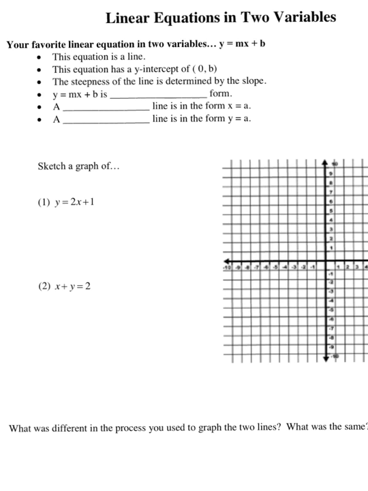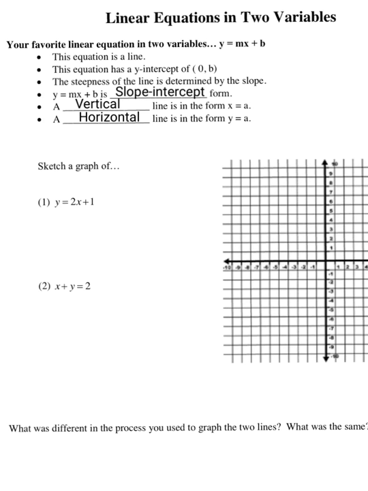The steepness of the line is determined by the slope. Y equals mx plus b is slope-intercept form. A vertical line is in the form x equals a. A horizontal line is in the form y equals a. In the next section, we're going to sketch a graph of two different types of linear equations.